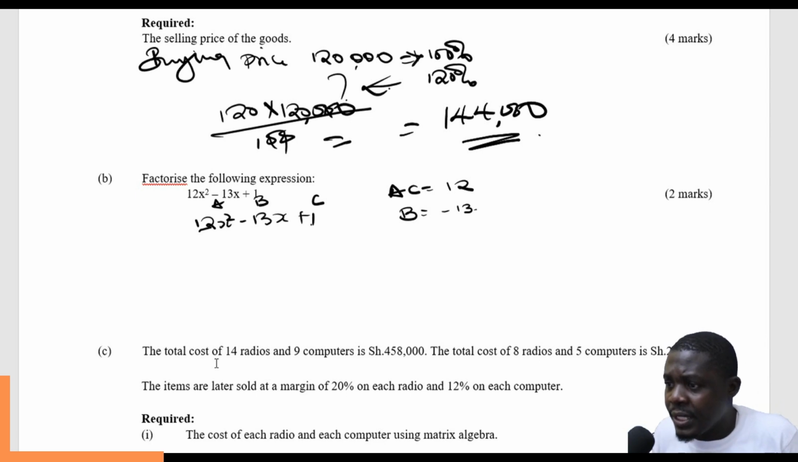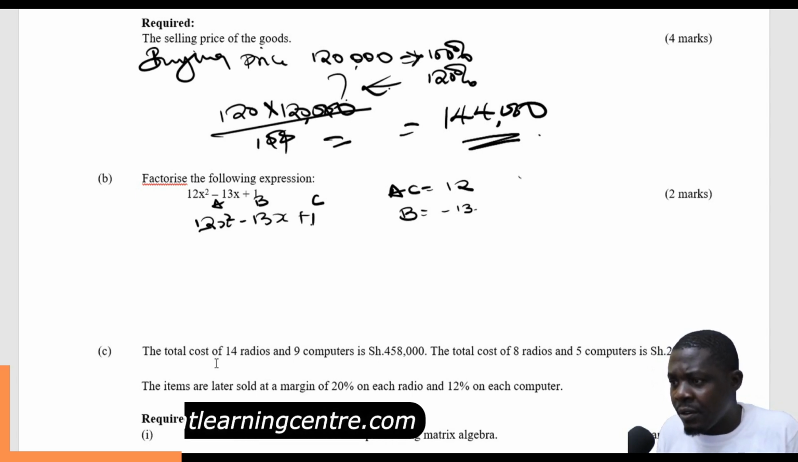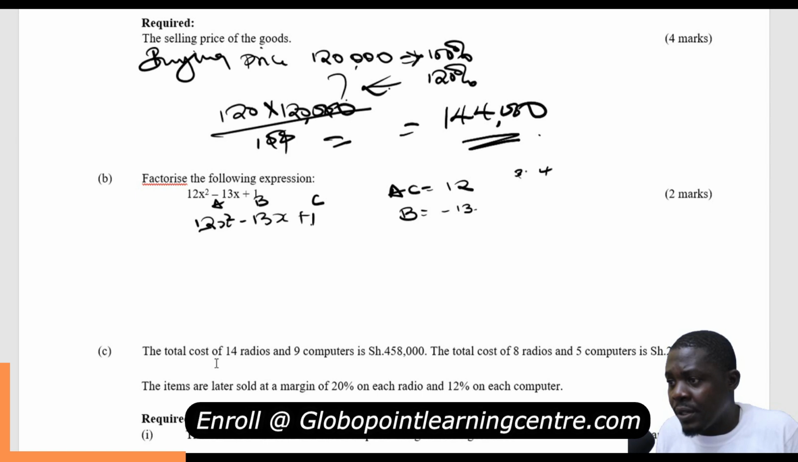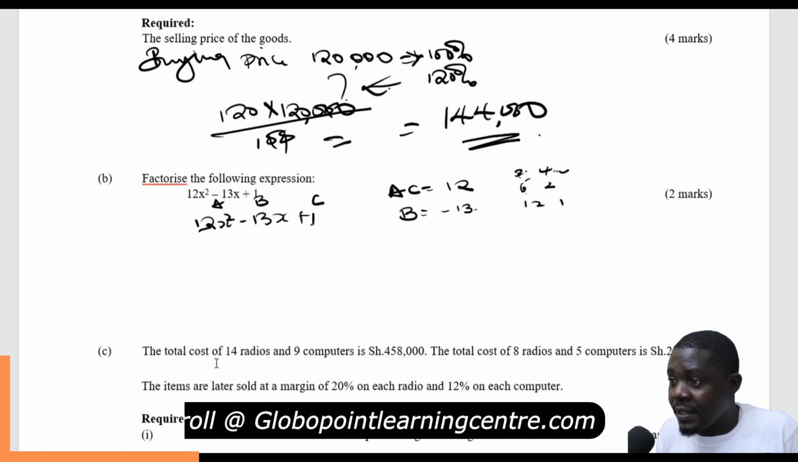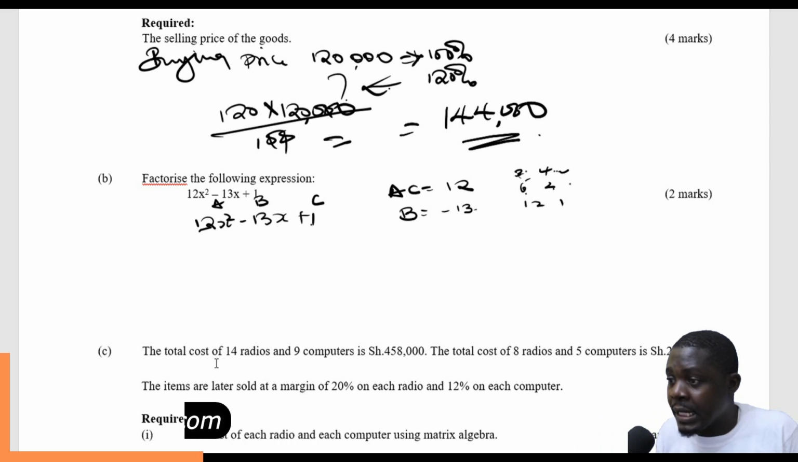Now you ask yourself the two digits that, when you multiply, you get positive 12, but when you add you get negative 13. The multiples of 12 are 3, 4, 6, 2, 12, 1. This multiplied by this is 12, but when you add you're getting 7. This by this you get 12, but when you add you get 8. This by this you get 12, but when you add you get 13. Meaning we consider these particular figures, and since it is negative 13, we are going to have negative 12 and negative 1.